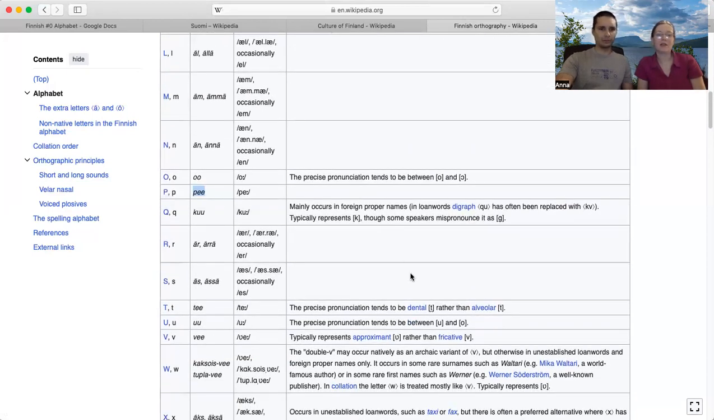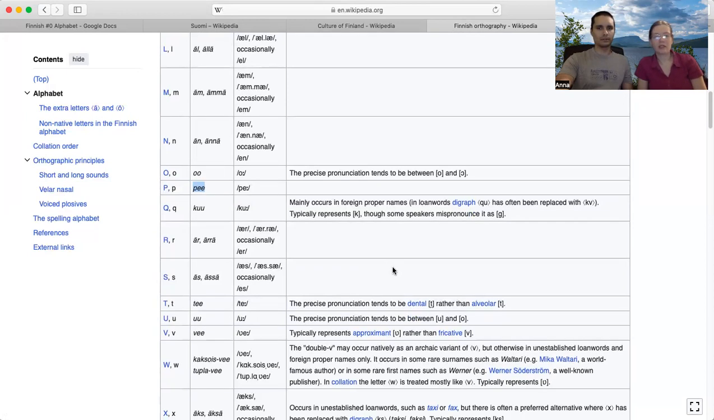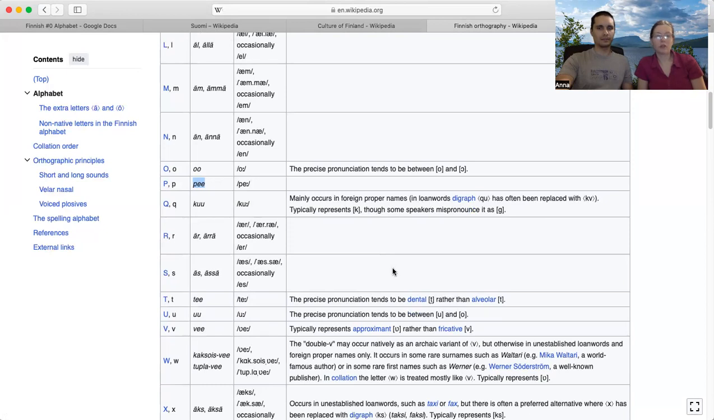Q. This one is really rare in Finnish, only in loan words. The only one I have ever come across was QR-koodi. That was the only one.